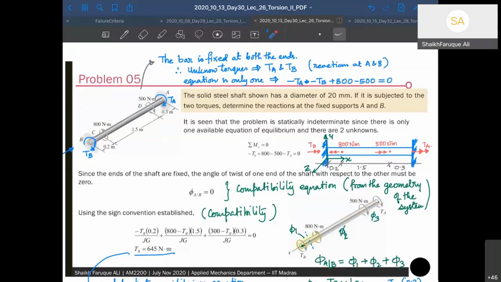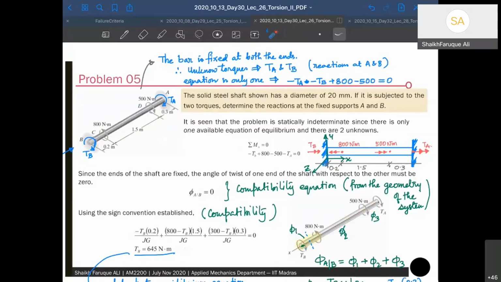Because this is phi 1, phi 2, phi 3, that total should be equal to 0, phi AB. And that solves your problem with TB equal to 645 Newton. Once you know this, you can put this into the equilibrium equation and solve for TA. Okay, so you can put that and solve for TA. Now that solves my problem.